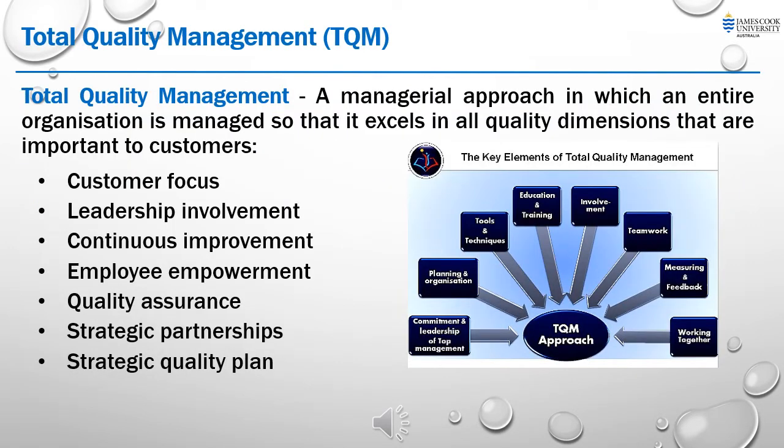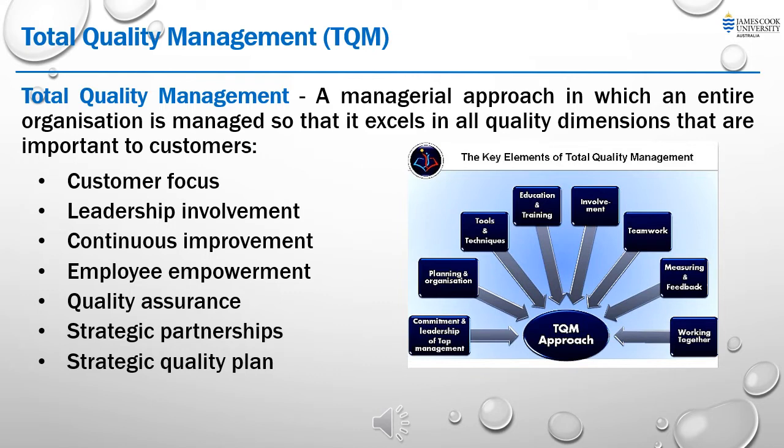TQM, or Total Quality Management, is an approach to quality management that aims to achieve continuous improvement in the quality of a product and service offered by an organization. It is a customer-focused approach that involves all employees in the organization, from top management to frontline workers, in a continuous effort to improve quality. So there are some principles here: customer focus, leadership environment, continuous improvement, employee empowerment, quality assurance, strategic partnership, and a strategic quality plan.